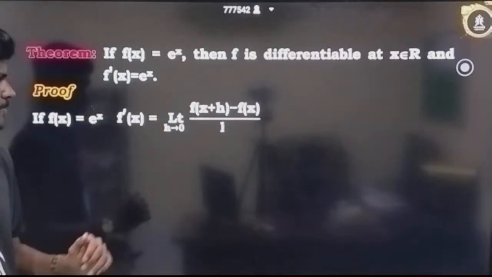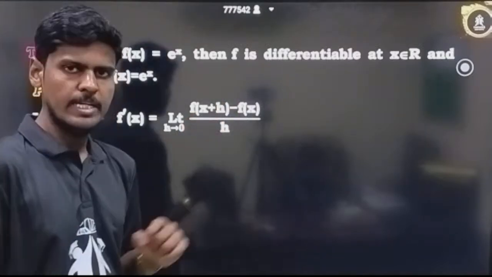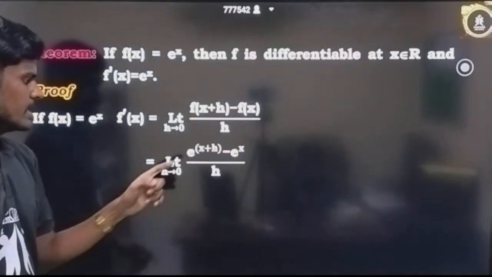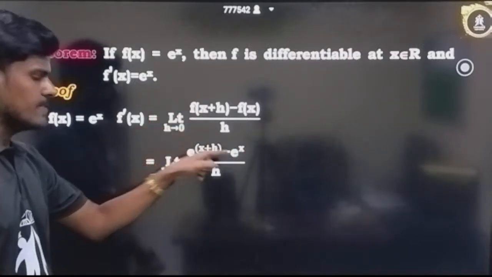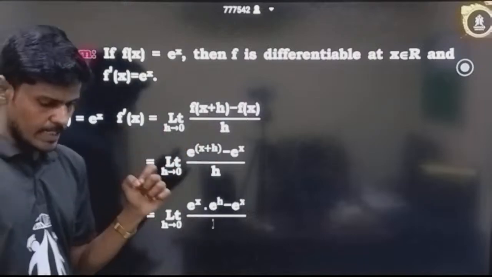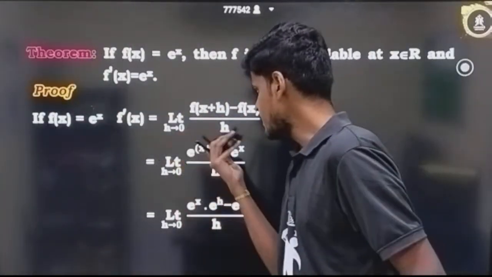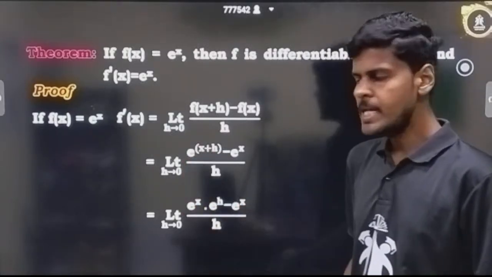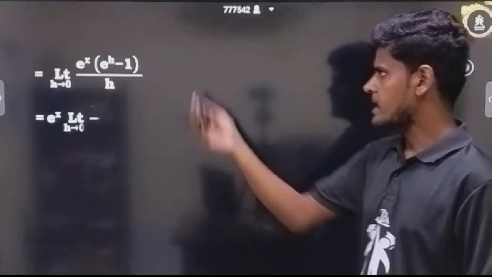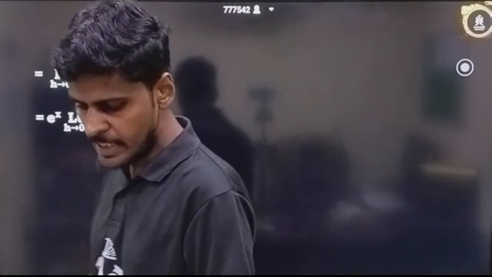Now if f is equal to e power x, what is f dash of x? f of x plus h minus f of x by h, limit h tends to 0. That means e power x plus h minus e power x divided by h. Substitute f of x value here. And e power m plus n is nothing but e power m into e power n. So this can be written as e power x into e power h minus e power x, divided by h. In this, e power x is common, so we can take e power x outside, and the remaining term we have e power h minus 1 divided by h.